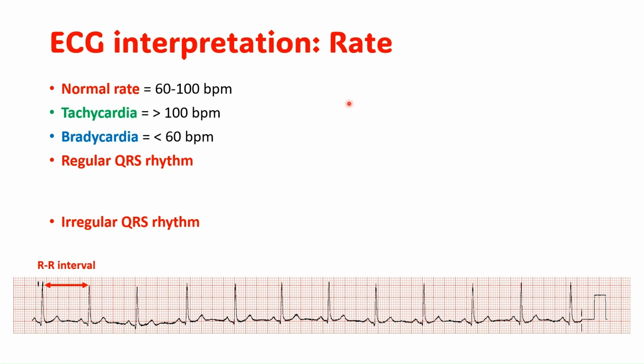Heart rate is roughly between 60 to 100 beats per minute. Tachycardia, a fast heart rate, is greater than 100 beats per minute, and bradycardia, a slow heart rate, is less than 60 beats per minute. Okay, so let's talk about the methods of interpretation.